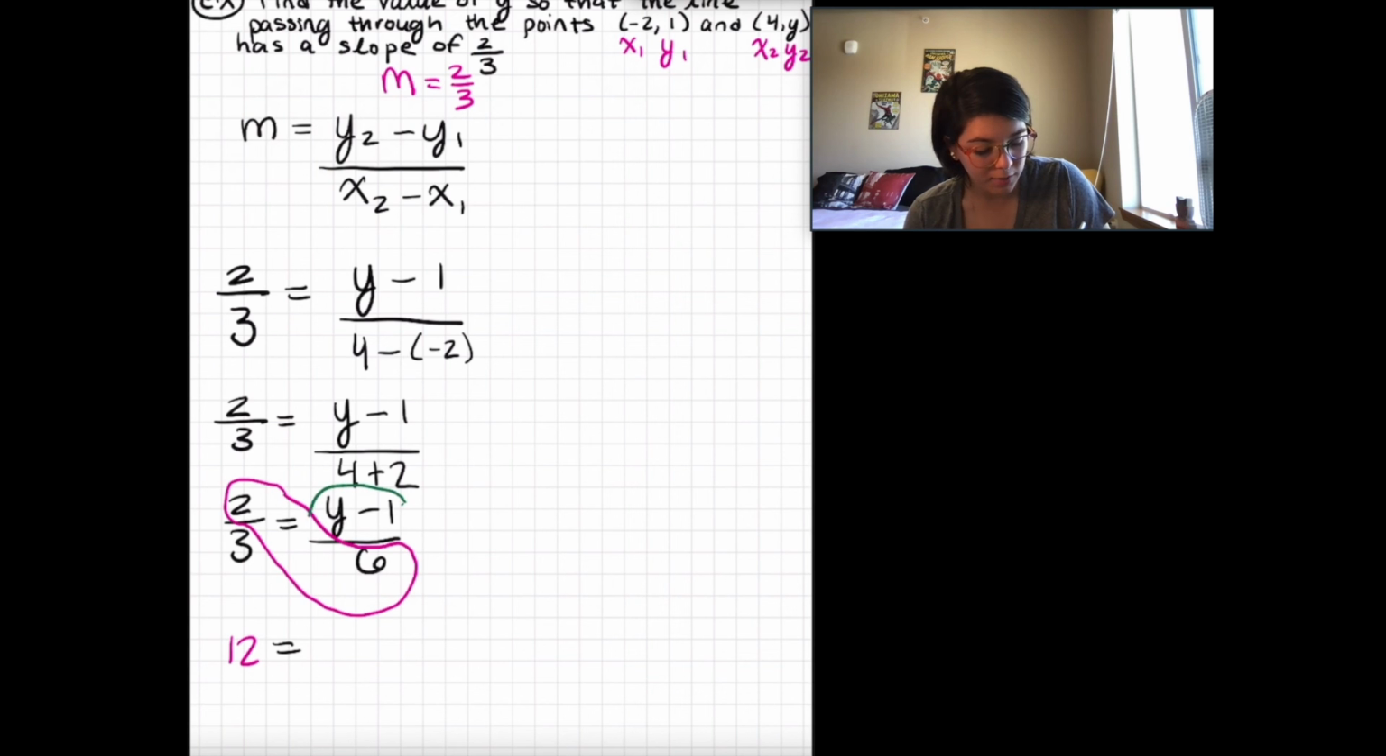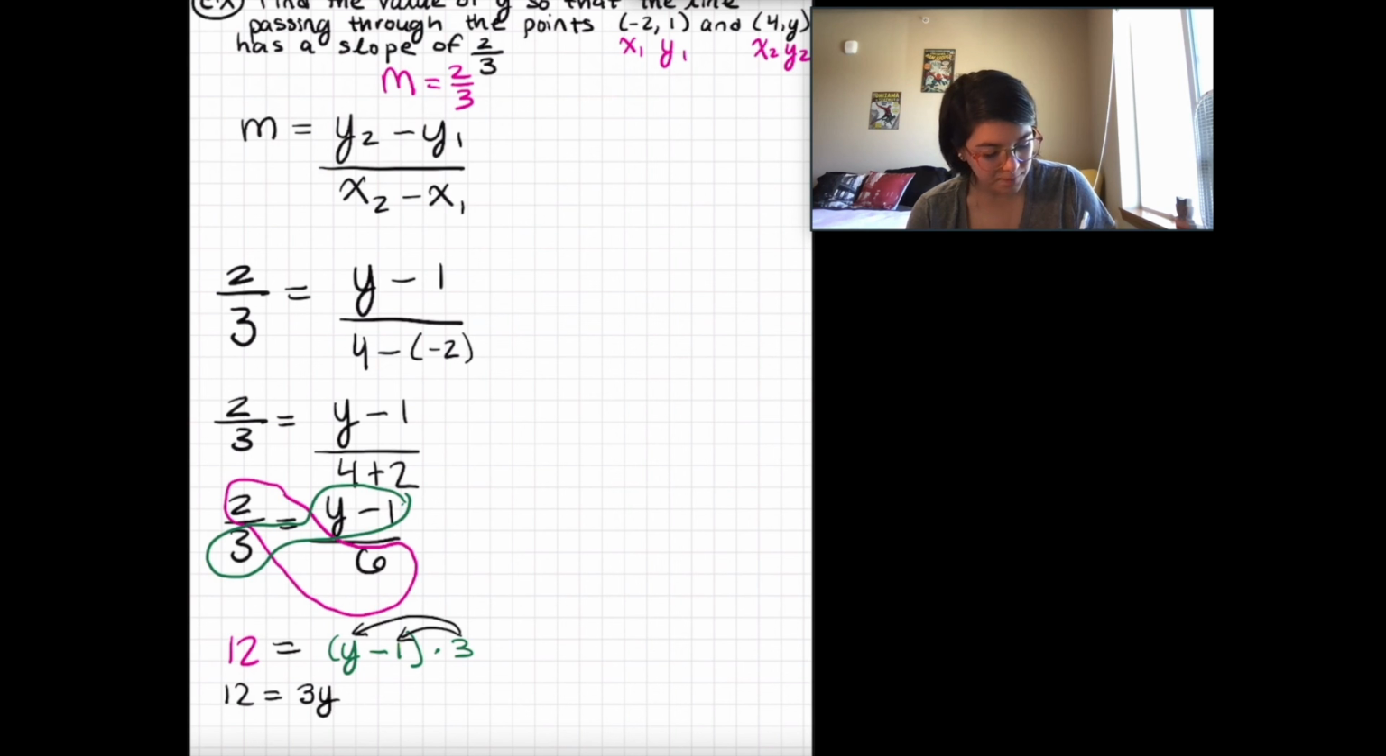So we have y minus 1 times 3, and we'll multiply those. Using the distributive property, we have to multiply 3 to y and to negative 1. So we have 12 is y times 3, which would just be 3y, and then negative 1 times 3, which would be negative 3. I'm going to bring all this up here. So we're here. Now we just have to solve for y using inverse operations that we learned from chapter 3.